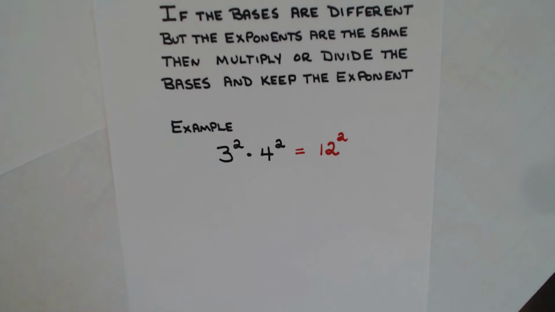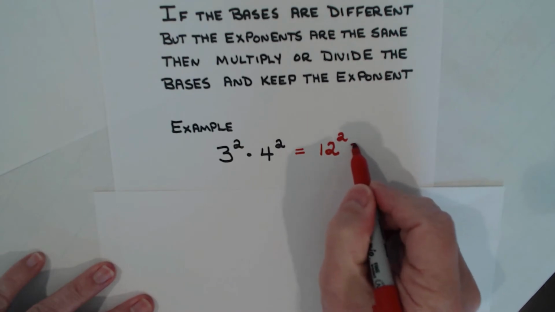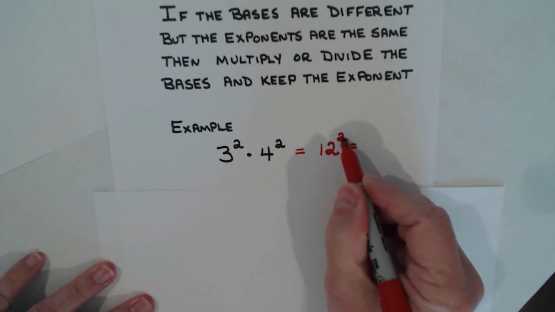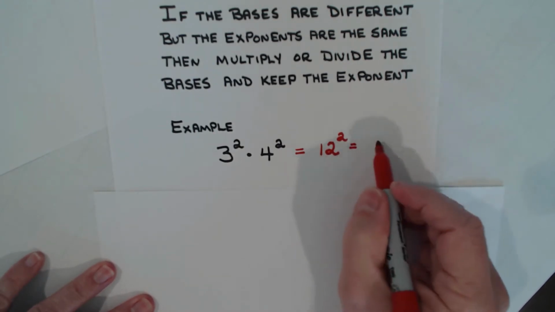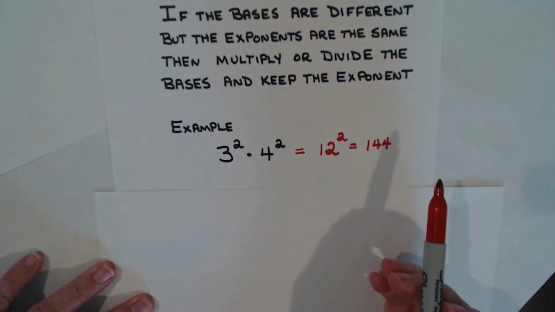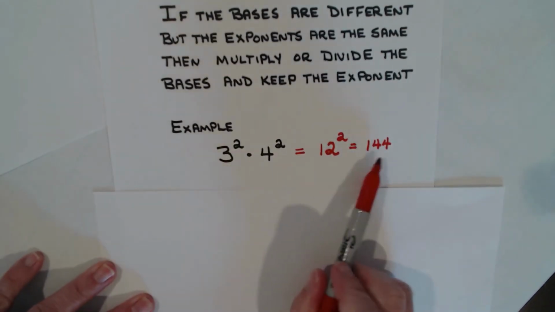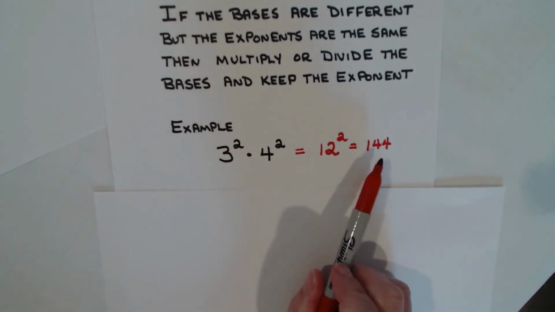If they want it as a single power, then you would leave it like this. If they said evaluate it, then I would have to take 12 to the second power, 12 times 12, 144. You need to read the directions and see which way they want you to keep it, whether they want you to keep it as a single power or if they want you to evaluate it.